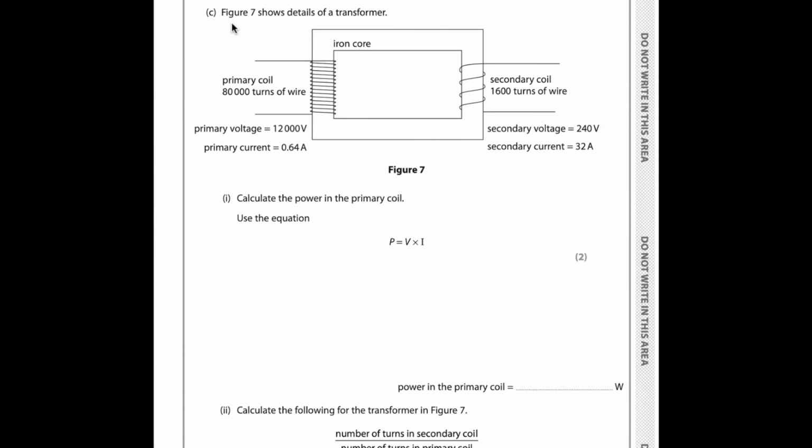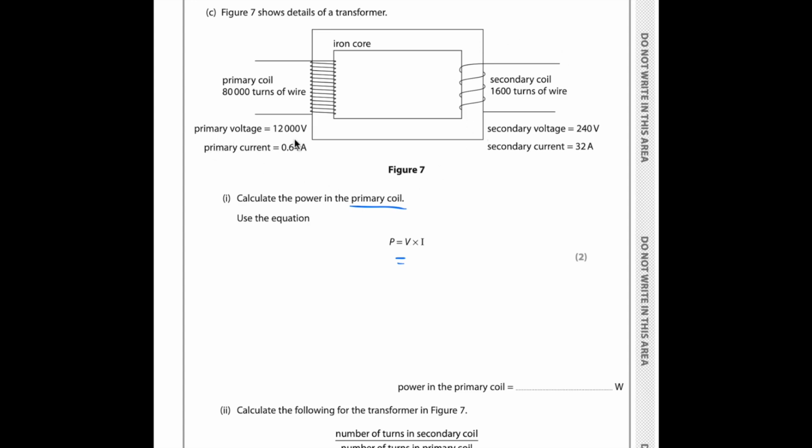Part C. Figure 7 shows details of a transformer. Calculate the power in the primary coil. Use the equation P equals V times I, and it must be the primary. So what is the voltage in the primary? This is the primary coil over here, and that's the secondary coil there.